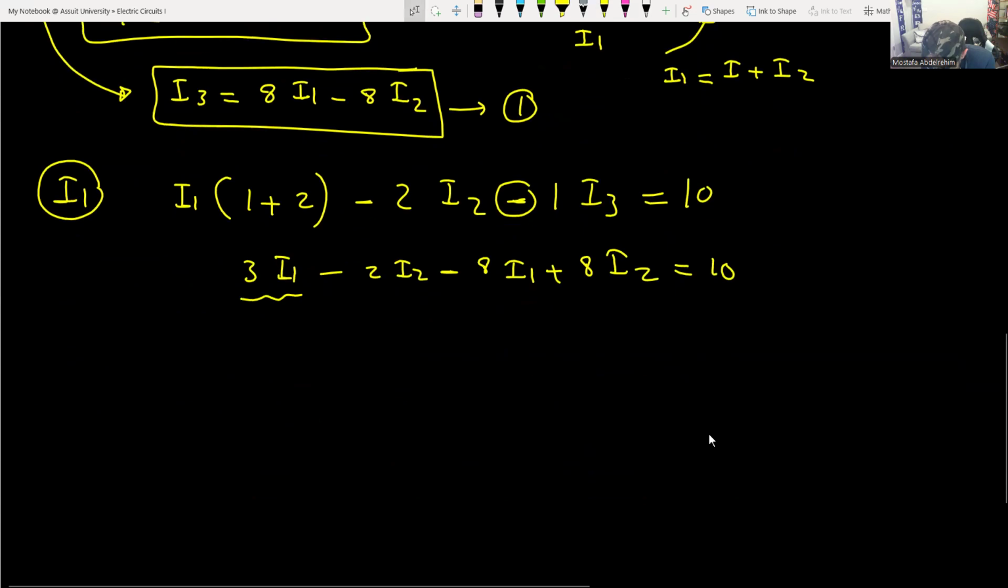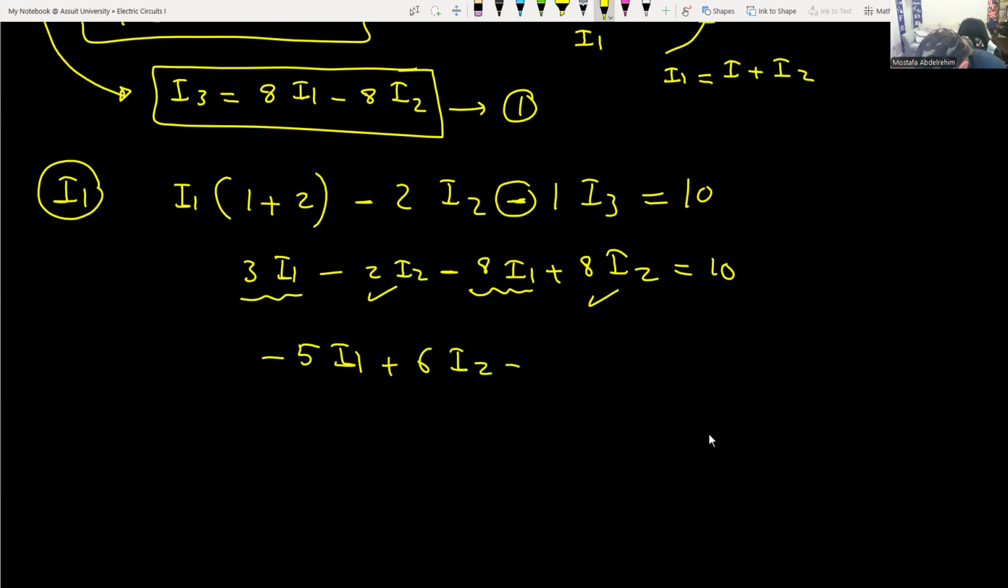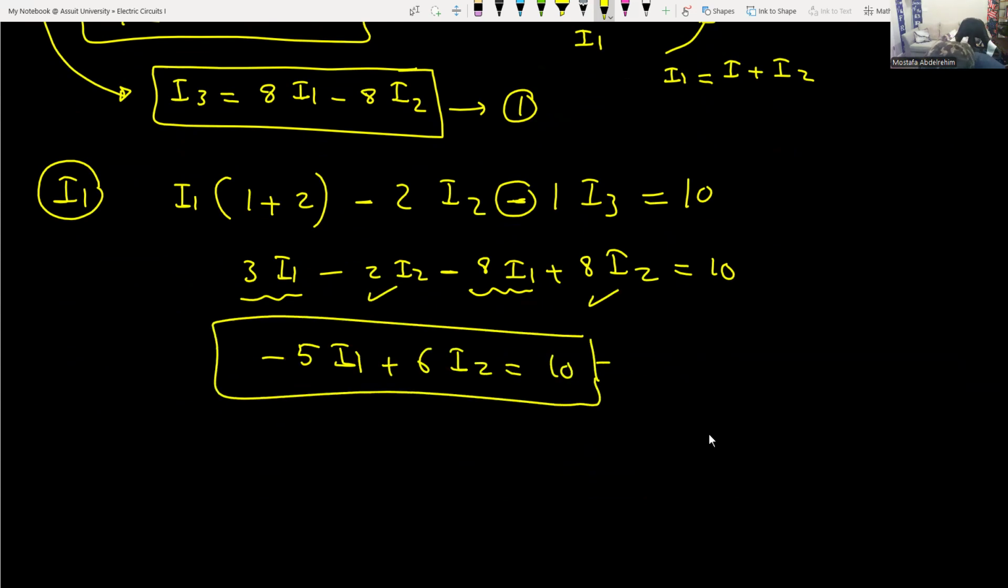So let's simplify more. We have 3I1 and the minus 8I1. This is minus 5I1. We have minus 2I2 and plus 8I2. So this is plus 6I2 equal to 10. Call it equation 2.